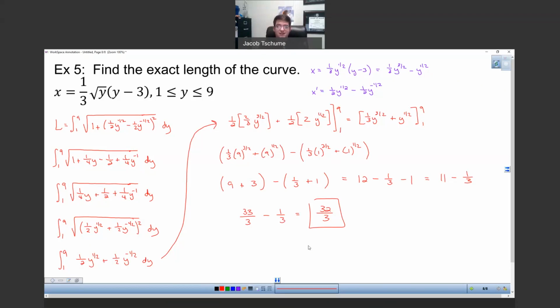This is not the last time we will be doing these formulas, but we've got to add some more stuff to it in order to do surface area.